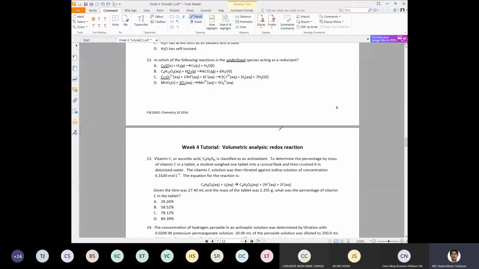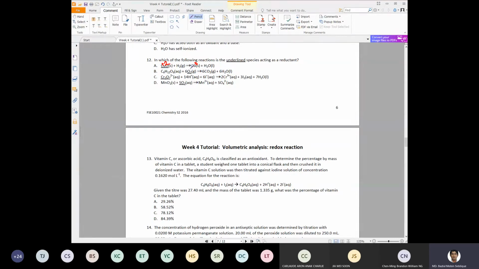So question number 12 asks which of the following reactions has the underlined species acting as a reductant. A reductant should oxidize itself but reduce another. So which one is having oxidation? Oxidation is loss of electrons. Here copper was positive 2, and it becomes 0. That means it did not lose, rather it gained the electron.